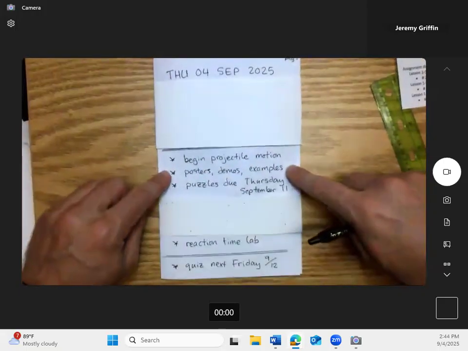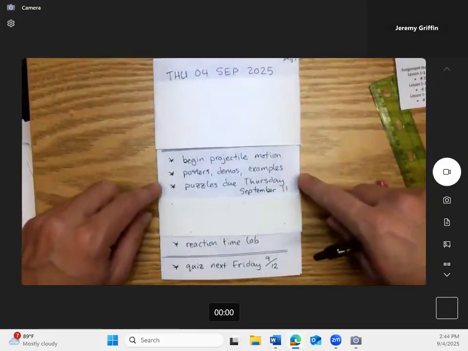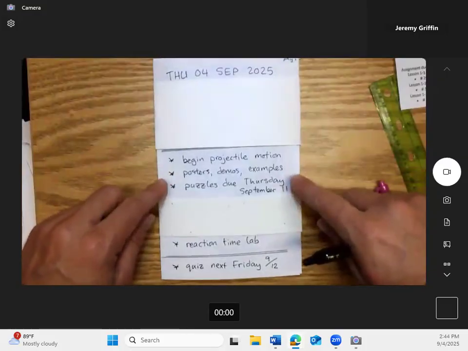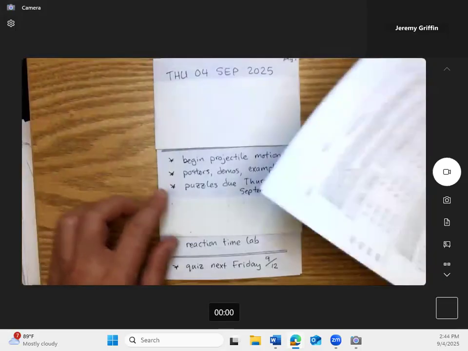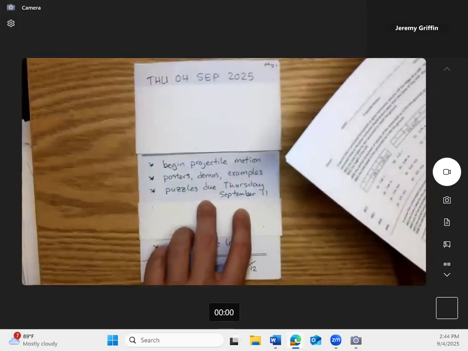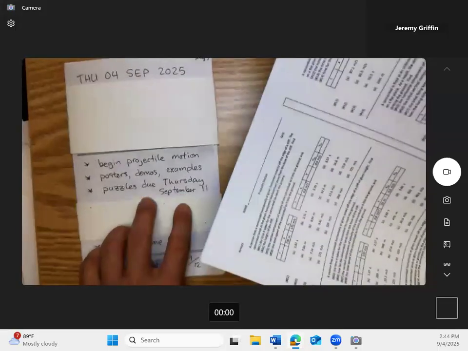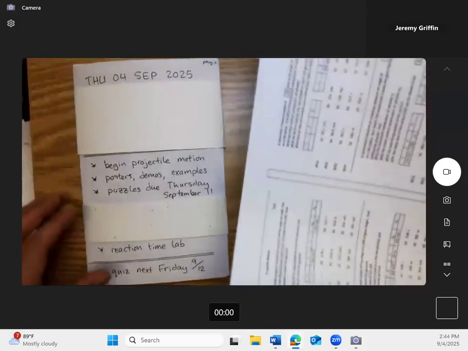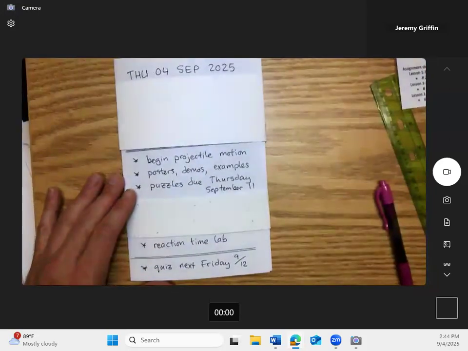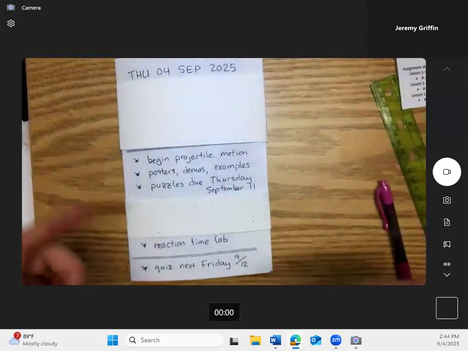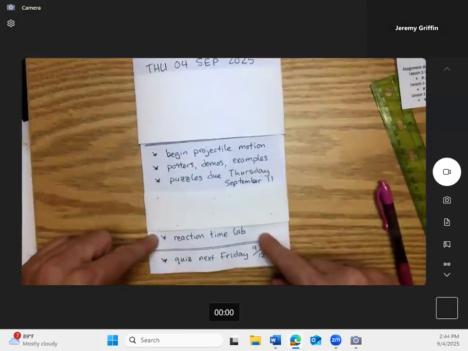This class goes on. But yeah, I got some posters, got some demos, got some examples. Okay. These puzzles, I'll pick up from you guys Thursday, September 11th is the due date on these. We'll work on some of these today and tomorrow. Next week, I'll have at least one projectile lab, but I'll fill you guys in on that later.